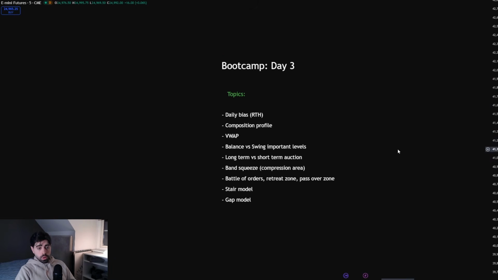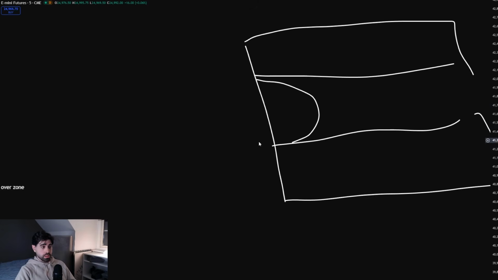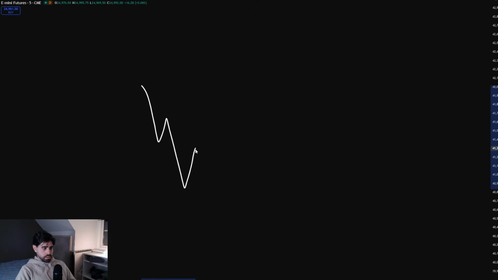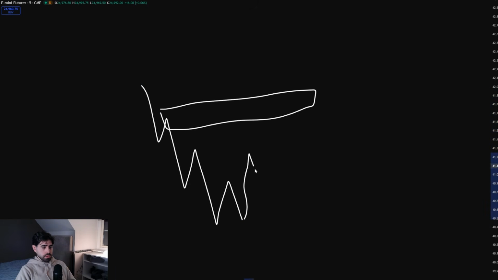Now, battle of orders, retreat zones, and passover zone. This is super important. If you watch my previous video, if you remember what we looked at, it was something like this. We had marked out a zone up here. Price had to fight its way up here. And then we looked to take a short. If you remember, we had this battle of orders down here between sellers and buyers. And buyers won.